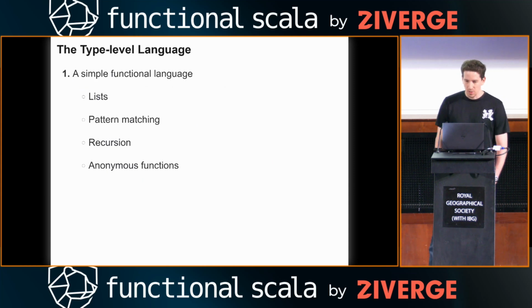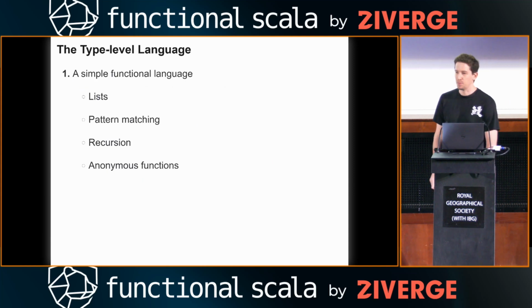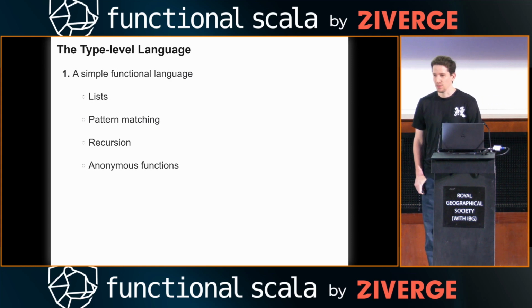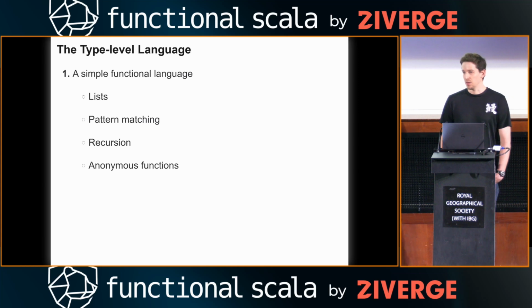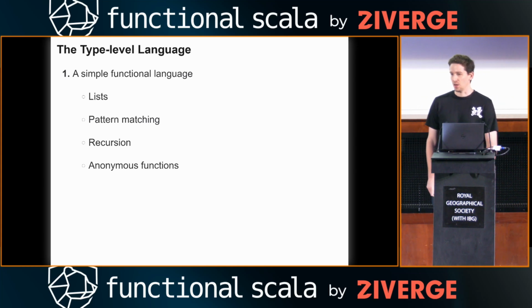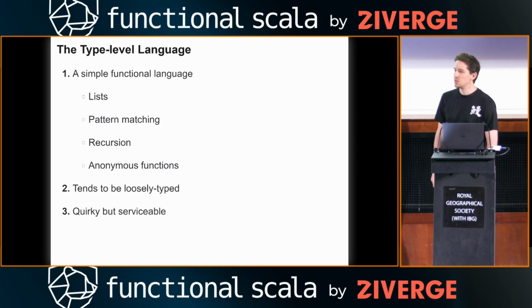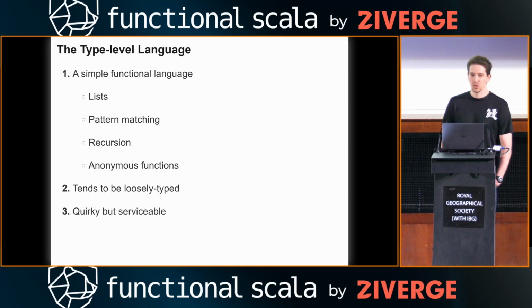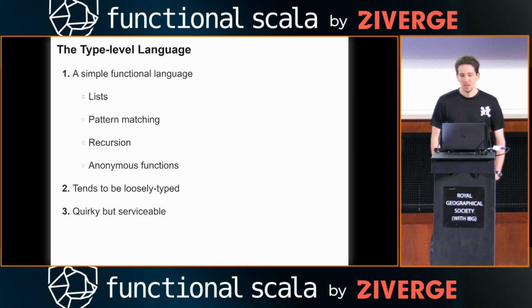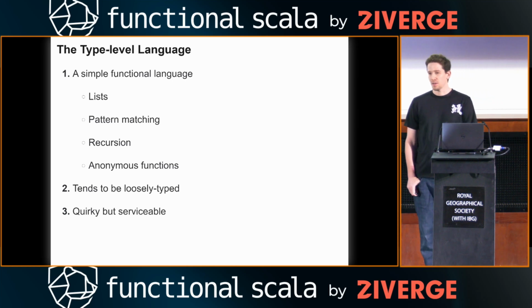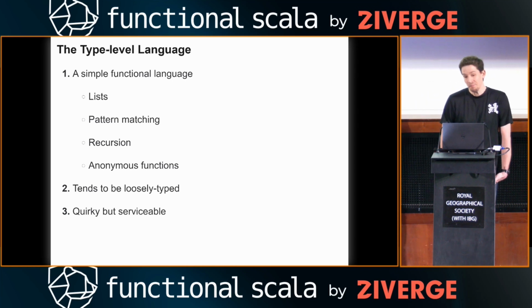So this is our type level language. We have tuples instead of lists. We have pattern matching and recursion and an equivalent of anonymous functions. So all the ingredients you need for a simple functional language, something that most Scala developers are well familiar with. It does tend to be a bit loosely typed. We'll see many usages of just raw tuples when we actually use it. And so in a sense, in Scala, the type level is a dynamic language, which sounds strange, but whatever.